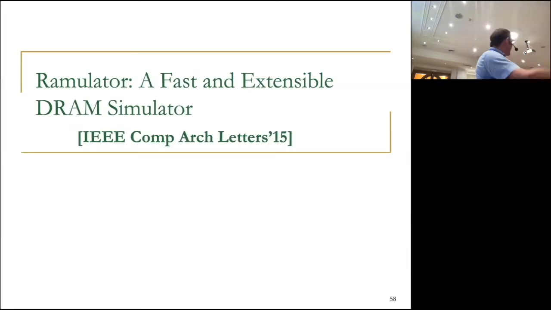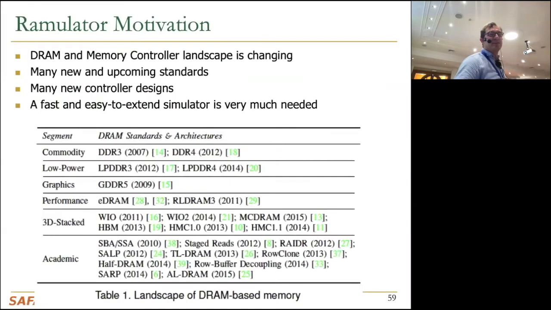And over time, we improved it, and we open sourced it in 2015. And the open source version is very different from what I started with. Our motivation was really, we need a simulator that can adapt to the changing landscape of DRAM and memory controllers. There are many new and upcoming standards, many new controller designs, and we need a fast and easy to extend simulator so that we can experiment with things. And you can see some examples over here.